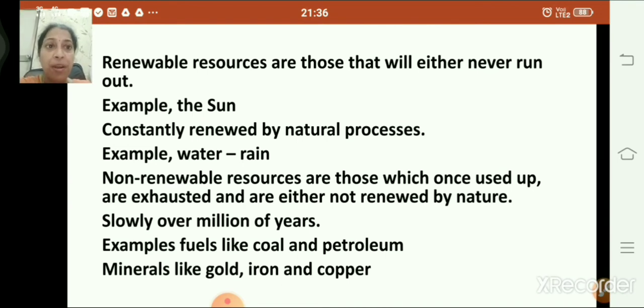Next is non-renewable resources. Non-renewable resources are those which once used up or exhausted are either not renewed by nature, or if renewed, it will be renewed slowly. It may take millions of years. Okay. Examples, fuels like coal and petroleum, minerals like gold, iron and copper. Is that clear, children?